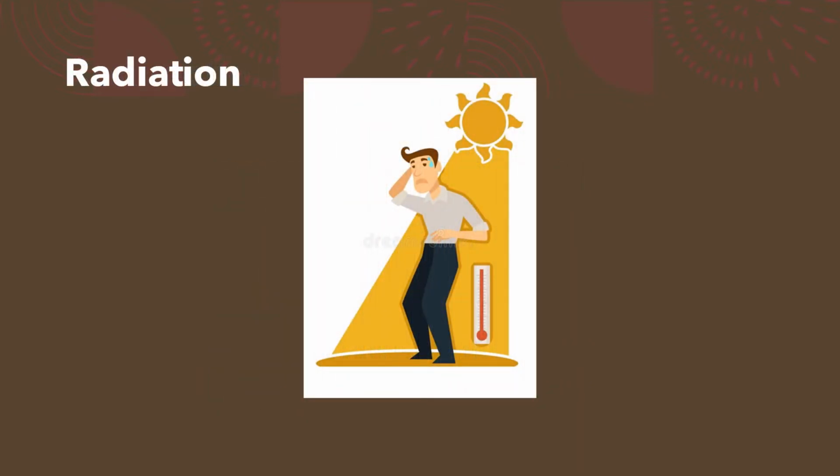The third type is radiation. Radiation is the transfer of heat by electromagnetic waves. When standing in the sun, you are warmed by the electromagnetic waves that travel from the sun to Earth. Examples of radiation are light bulbs and toasters.